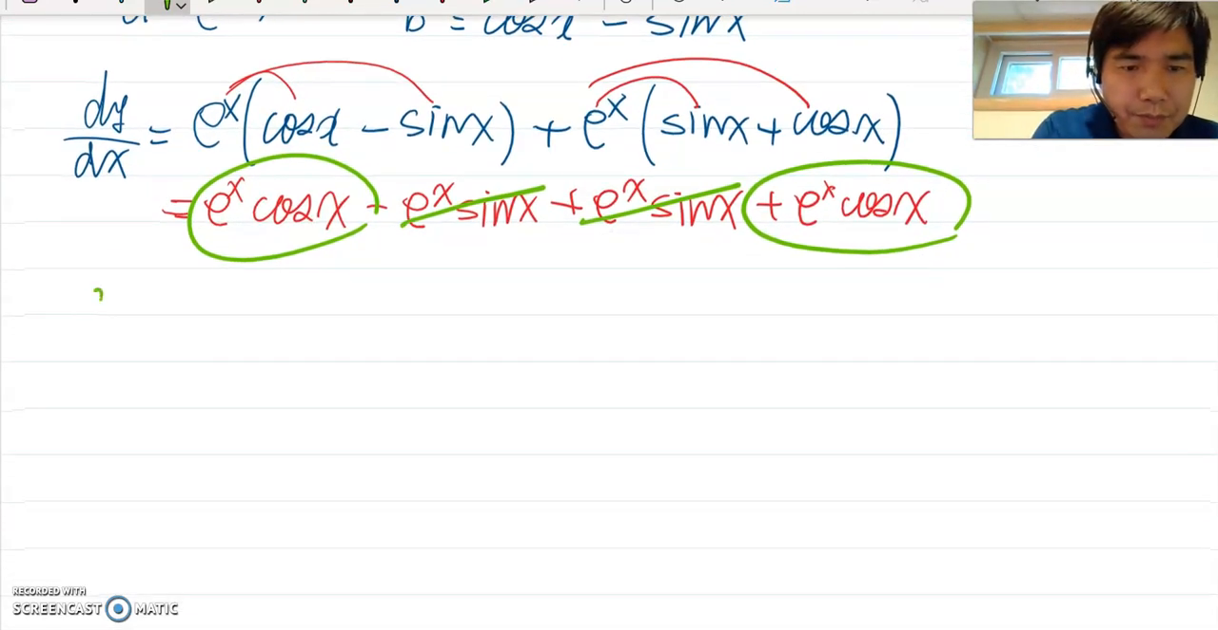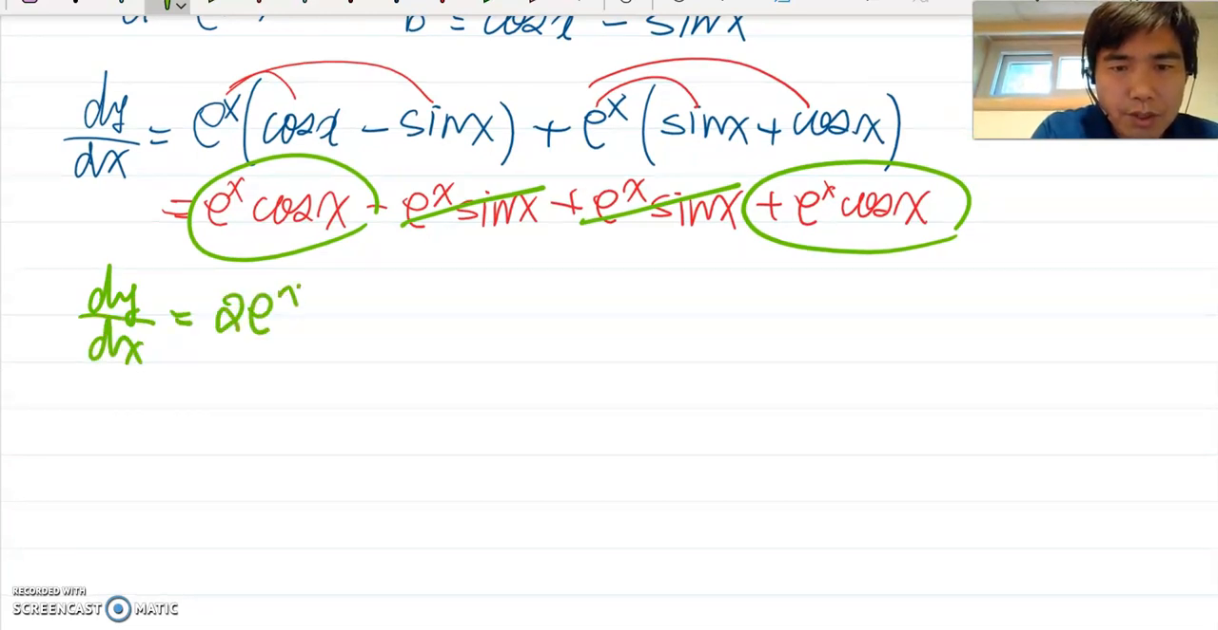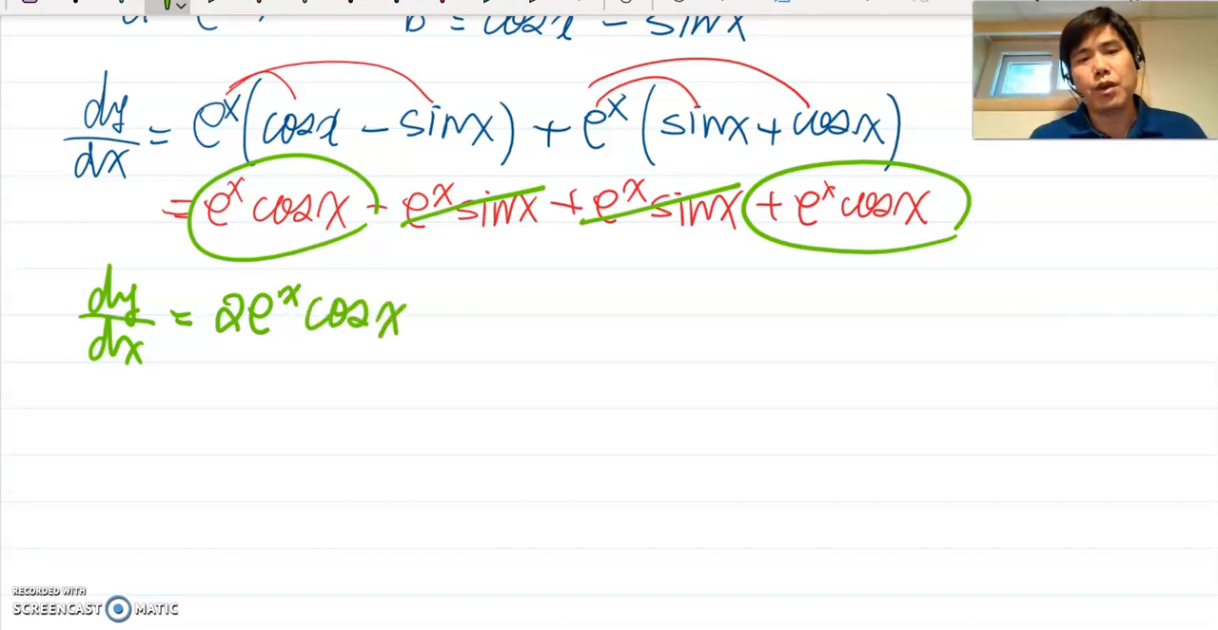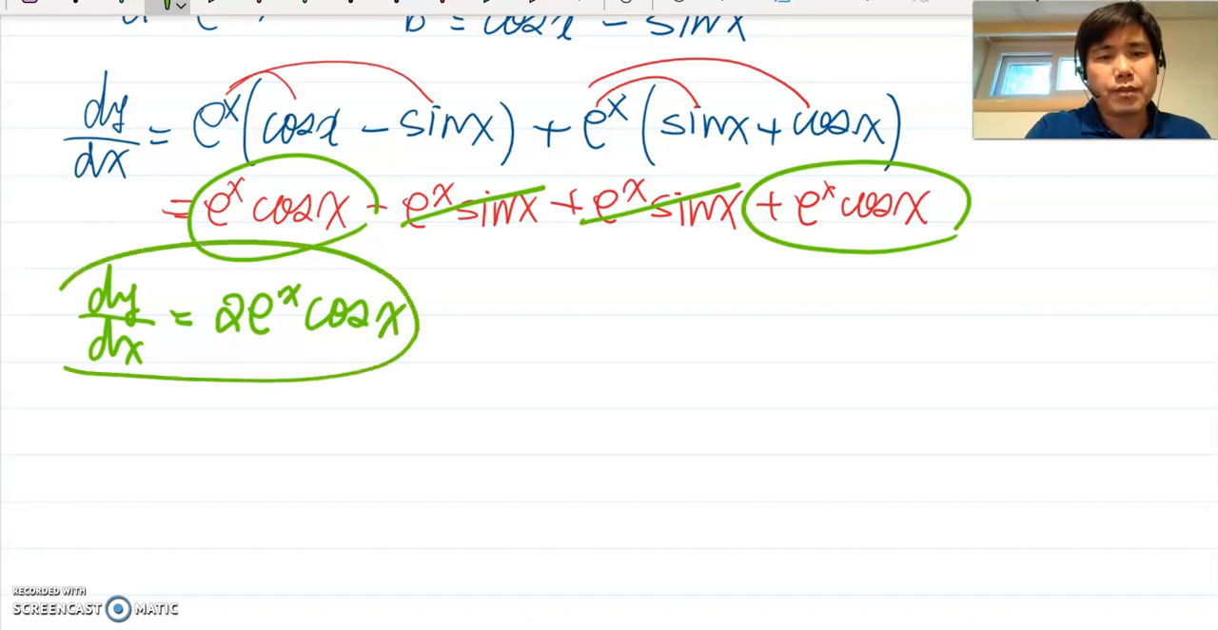Therefore, dy over dx becomes 2 times e to the x cosine x. That will be the answer for this problem. Okay?